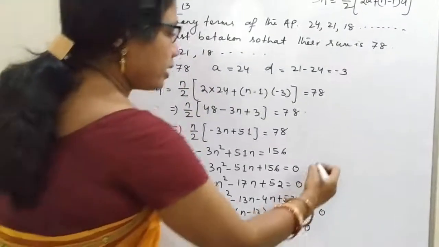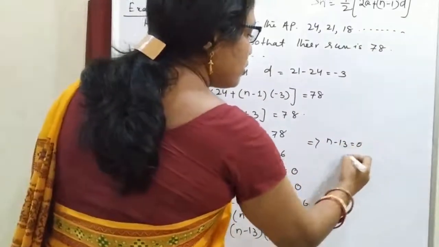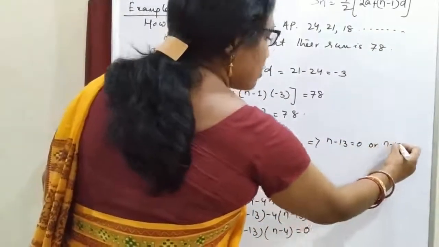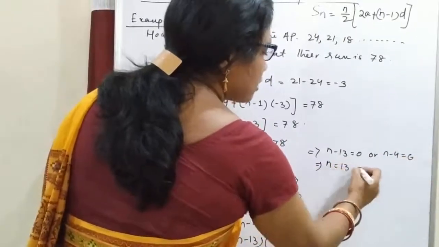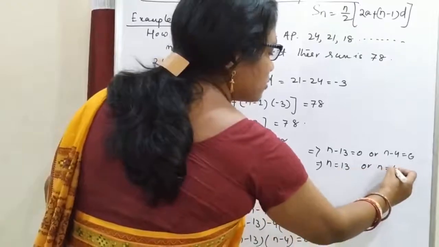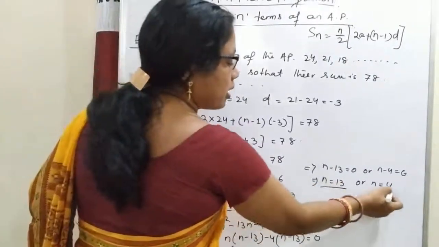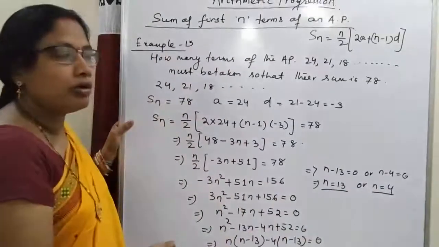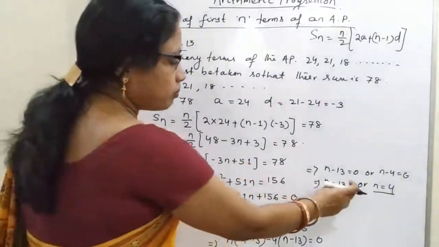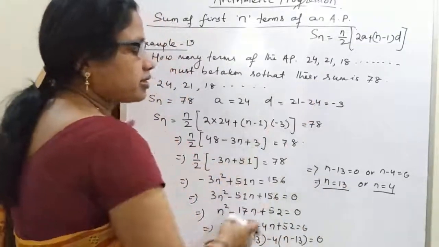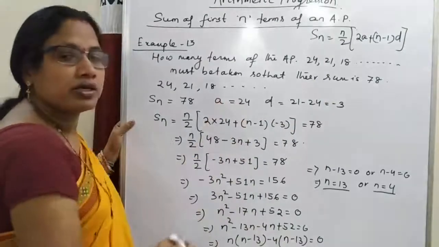So this implies n minus 13 is equal to 0 or n minus 4 is equal to 0. So this implies n is equal to 13 or n is equal to 4. So here we got the answer, n is equal to 13 or n is equal to 4. That means if we sum 13 terms, we will get 78, or the sum of first 4 terms is also 78.